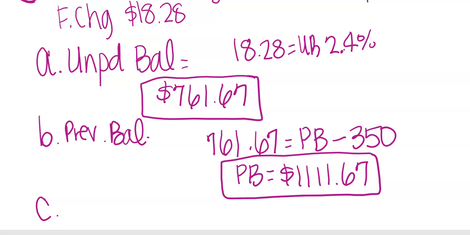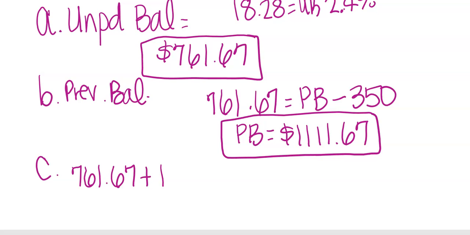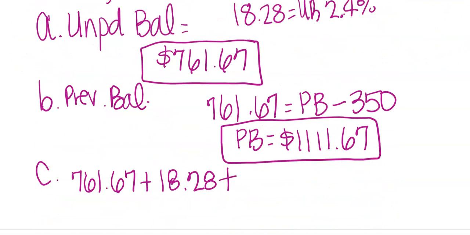And then see, we kind of have to put it all back together. So unpaid balance plus finance charge, which was $18.28, plus any purchases that were made, $256.28.